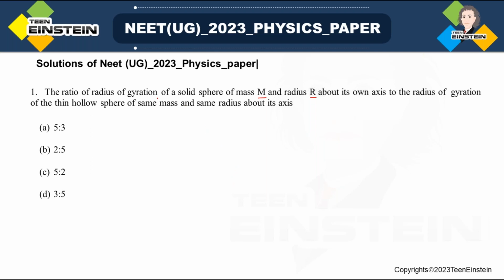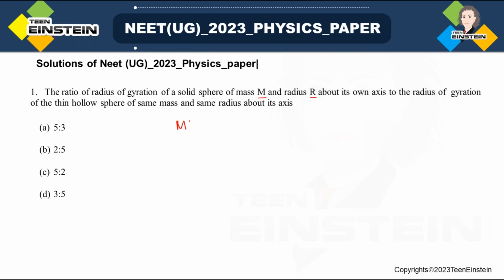Okay, so what do we have to find out? We have to find out the radius of gyration of a solid sphere which has mass capital M and radius capital R, and also we have to find out the radius of gyration of a thin hollow sphere of the same mass, that means mass capital M and radius capital R. Okay, so how do we calculate the radius of gyration?